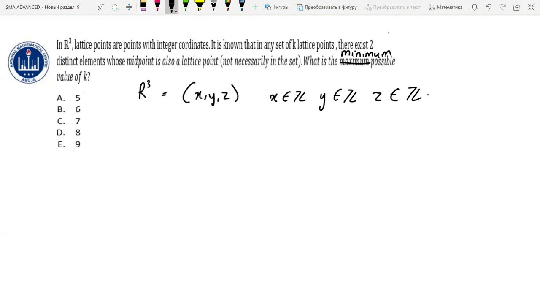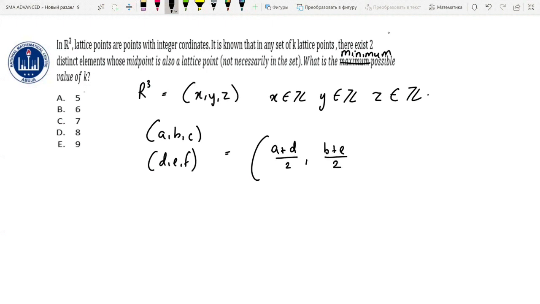And also, the midpoint is between 2 points, let's say A, B, C and D, E, F. The midpoint of these 2 points is going to be, as we may have expected, a lot of properties of two-dimensional coordinates transfer to three-dimensional ones. So this is the midpoint of these 2 points, A, B, C and D, E, F. Just take the average of each of the corresponding quantities, in each component: the X component, Y component, and Z component. So with all this, we have now defined everything in the question.